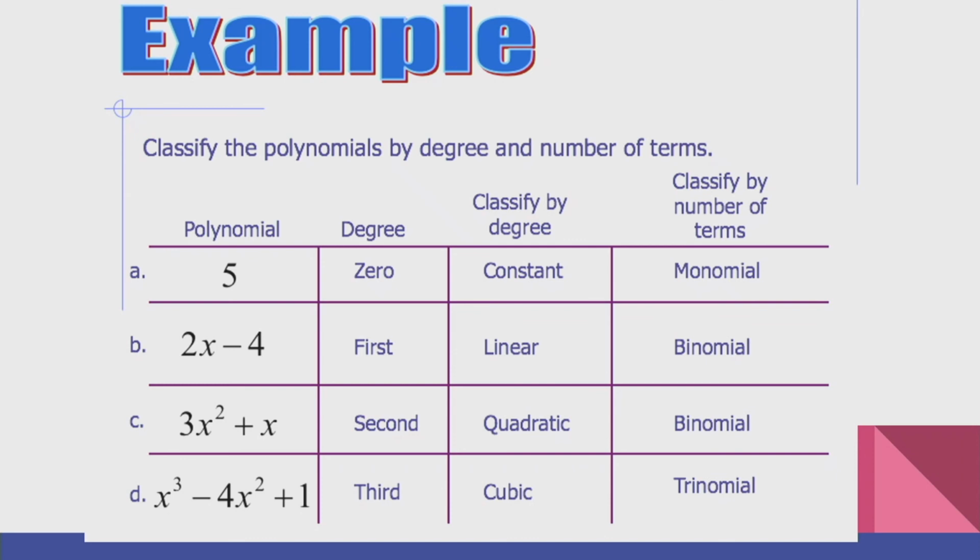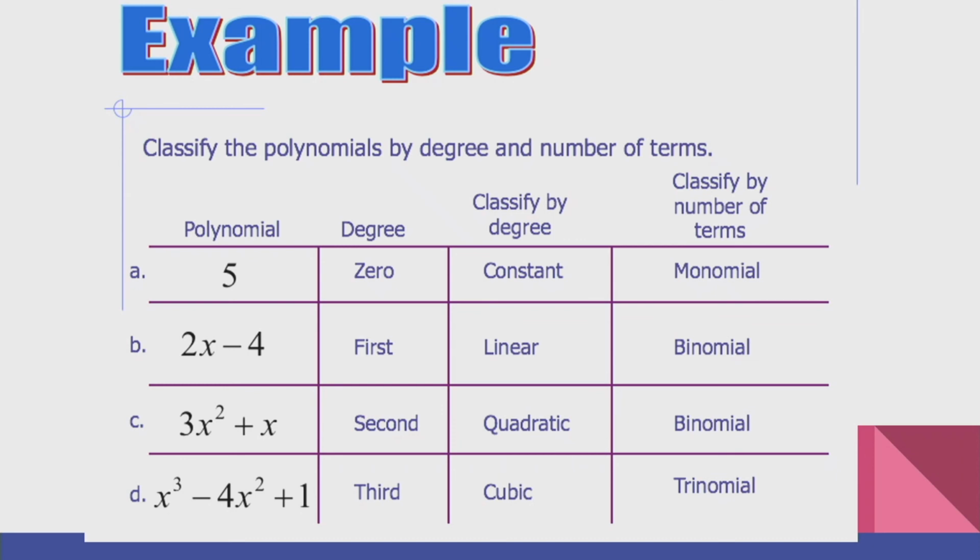And by number of terms, it's a monomial. B, 2x minus 4. The degree is 1. If no exponent is given, by default, x is to the power 1. And it's linear by degree because exponent 1 means it's a linear equation. How many terms are there? There are 2 terms that are separated by a minus sign.